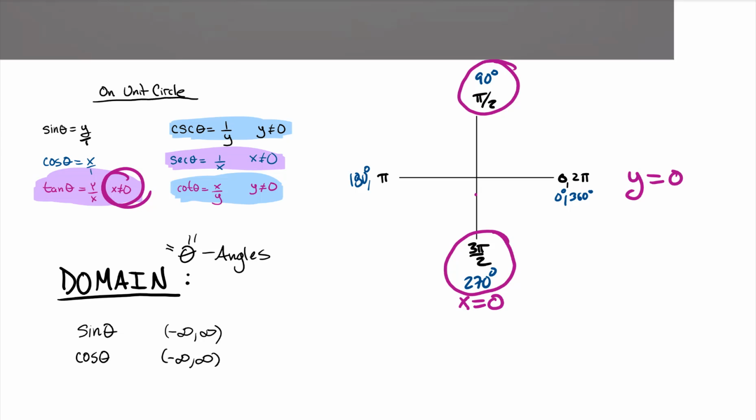You can't plug in 3 pi over 2. You can't plug in pi over 2. You can't plug in 90. You can't plug in 270. Oh my goodness. And this is going to pop back up. It's going to be over and over and over. We're going to use this.